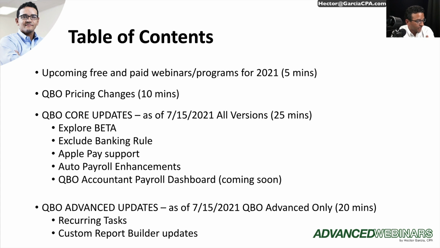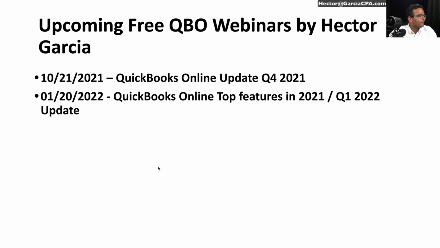And then we'll talk about QBO Advanced updates, things that are only available in QBO Advanced. We have a recurrent task and some important updates to the custom report builder, which to me is one of the best things that QBO Advanced has at the moment. Okay, so let's jump right in.